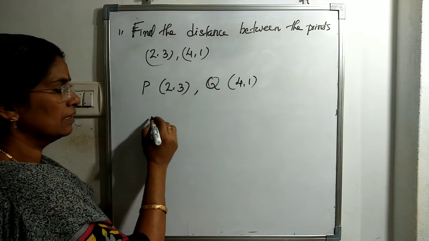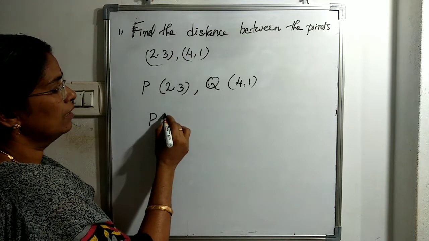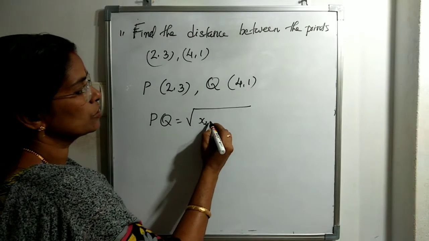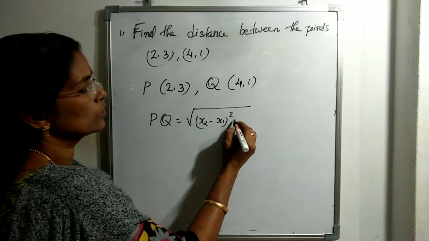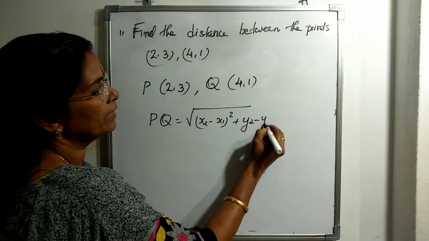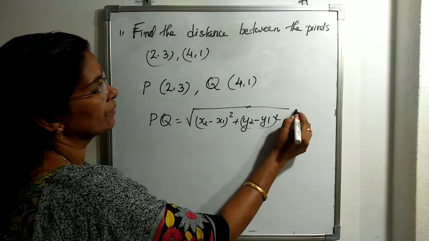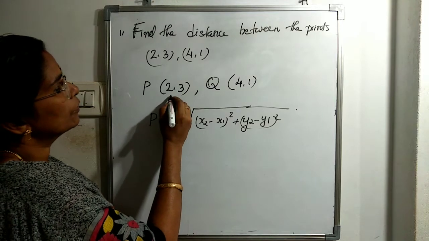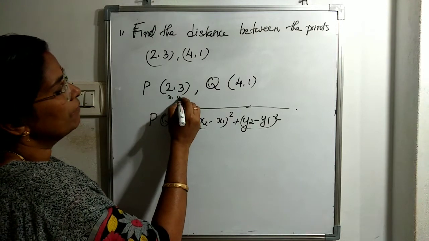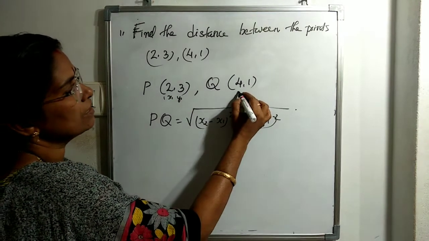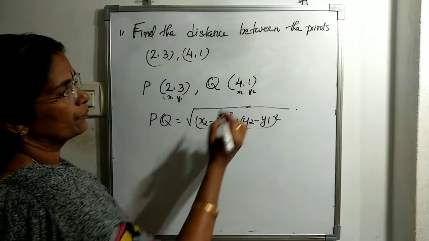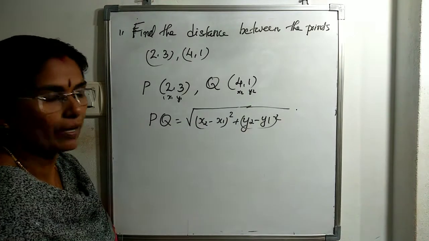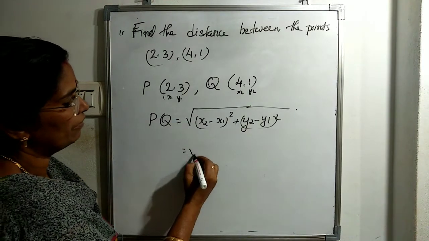So we learned the distance formula. PQ is equal to the root of (x2 minus x1) whole square plus (y2 minus y1) whole square. Here, which is x2, which is x1? So you have to write this as x1, y1 and this as x2, y2. We can write this with a pencil. Now we can apply the values.